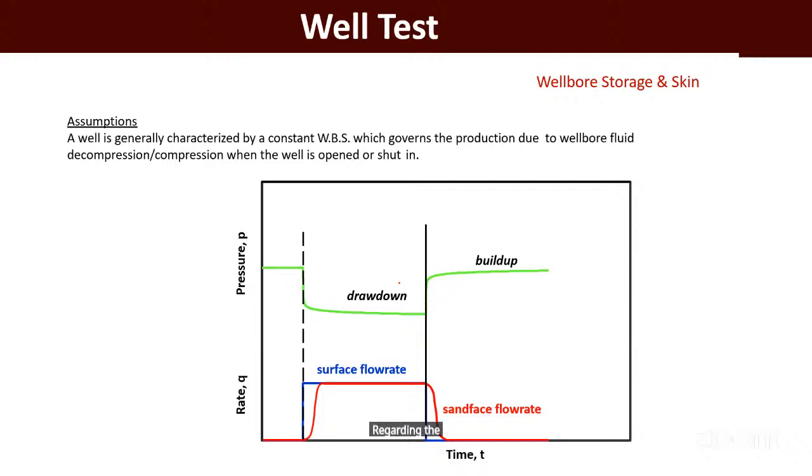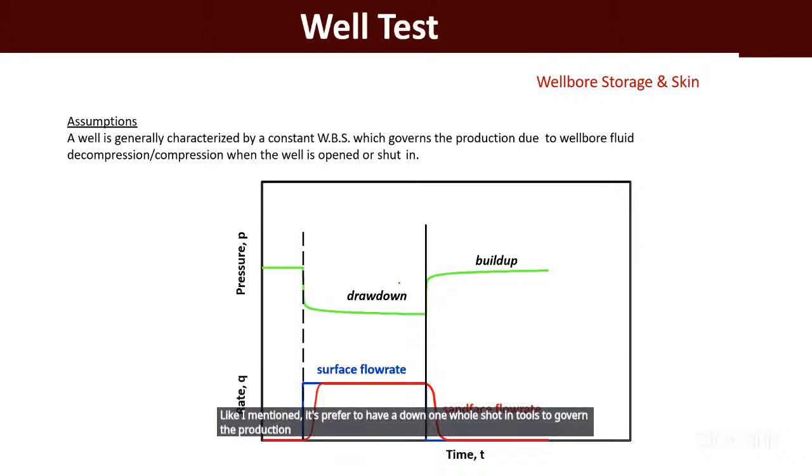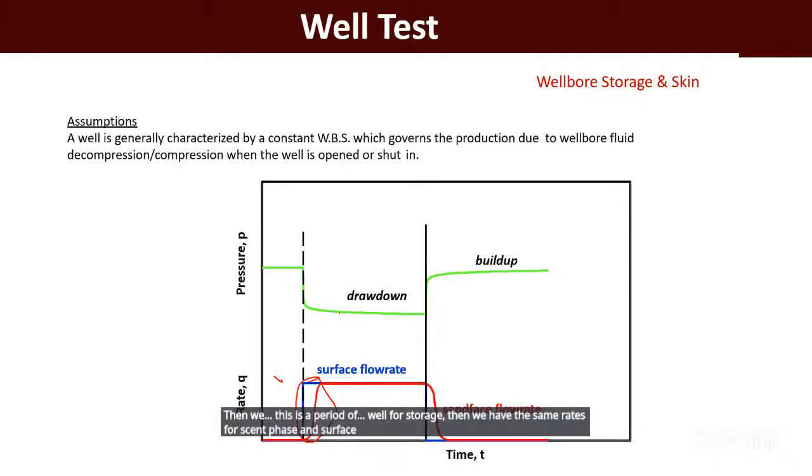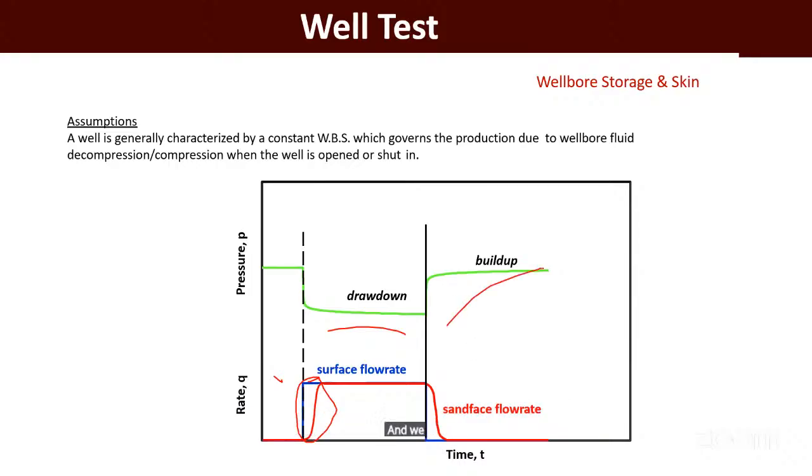Regarding the well test, if we have an oil reservoir, we can assume that we have a constant wellbore storage. If we have a gas reservoir, like I mentioned, it's preferred to have downhole shut-in tools to govern the production and to minimize the time of the wellbore storage. So generally what we do, we install the gauges in here, we open the well for drawdown, then this is a period of wellbore storage, then we have the same rates for sandface and surface. We stabilize the production at the same time, then we shut in the well and we have the build-up period.